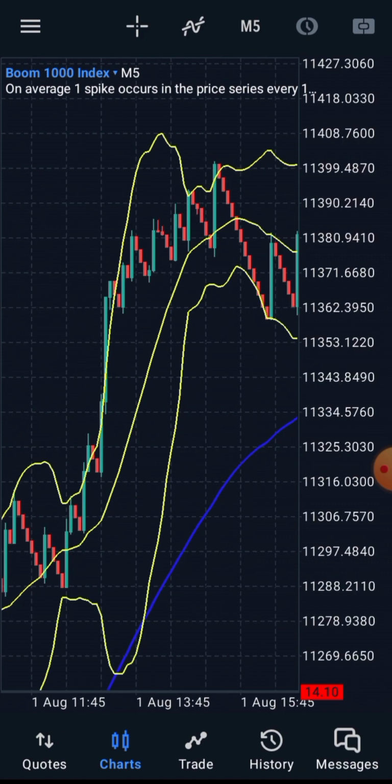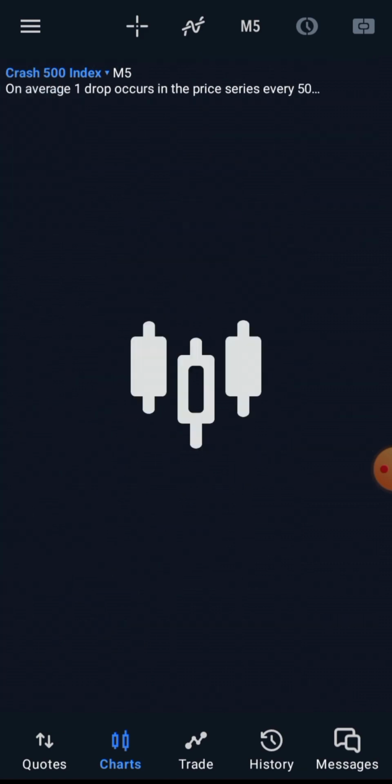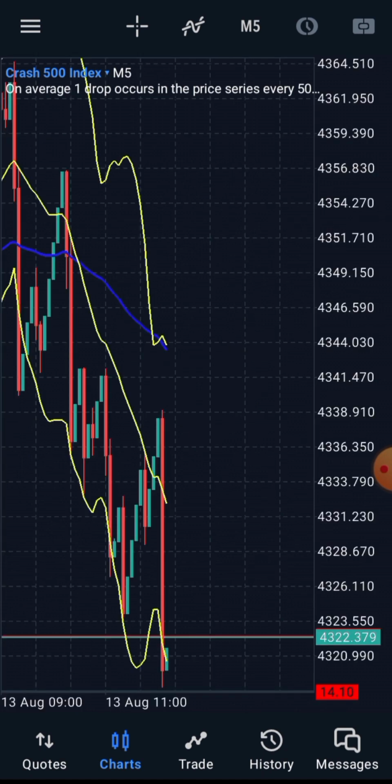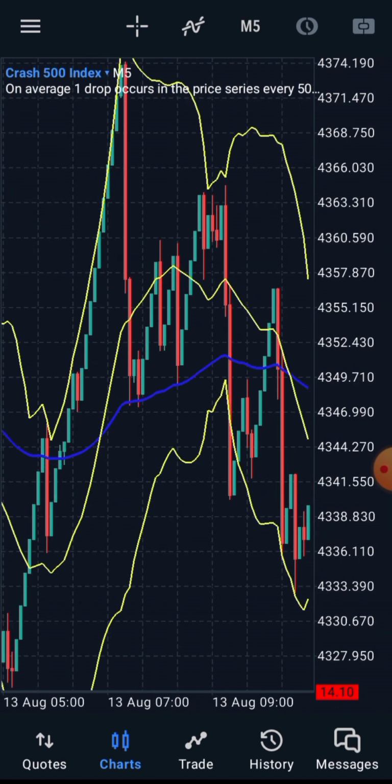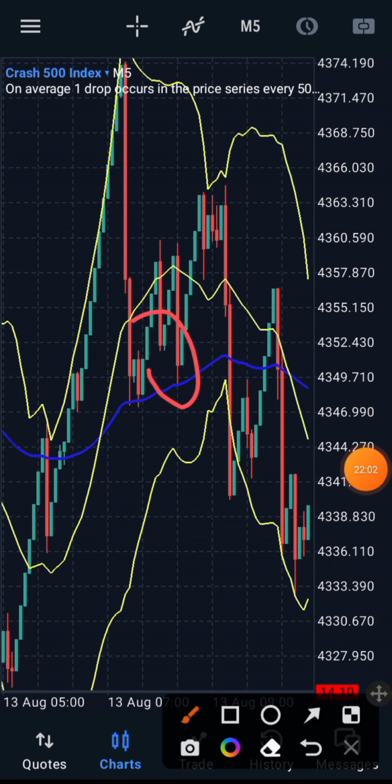So let's go to the crash and see the same thing occurring in crash. Let's use crash 500. They are all the same thing now. You see, when it crashes and crashes below, that is when I say this thing must be below the 90, below the 90 and the 700 before you think of selling the crash. So you have to be below.